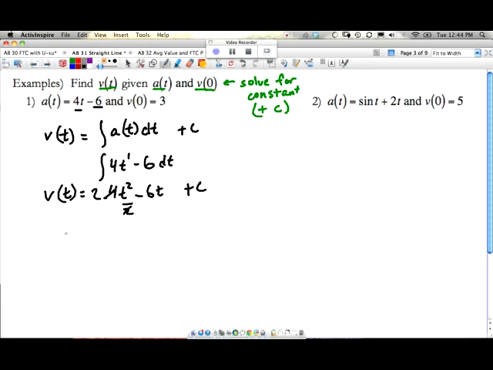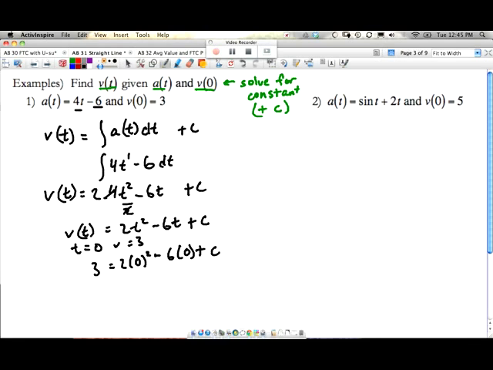So here's our v of t. Velocity is going to be equal to 2t squared minus 6t plus c. We know that if t equals 0, velocity equals 3. So 3 is going to be our v of t. Then we're going to plug in 0 for these other parts: 2 times 0 squared minus 6 times 0, and then plus c. Doing some simple algebra here, those go to 0, so 3 equals c.